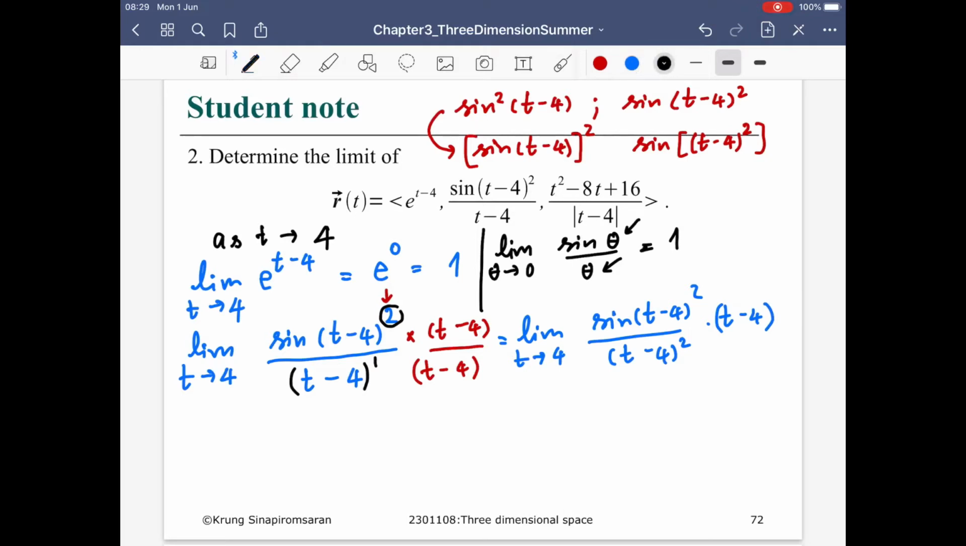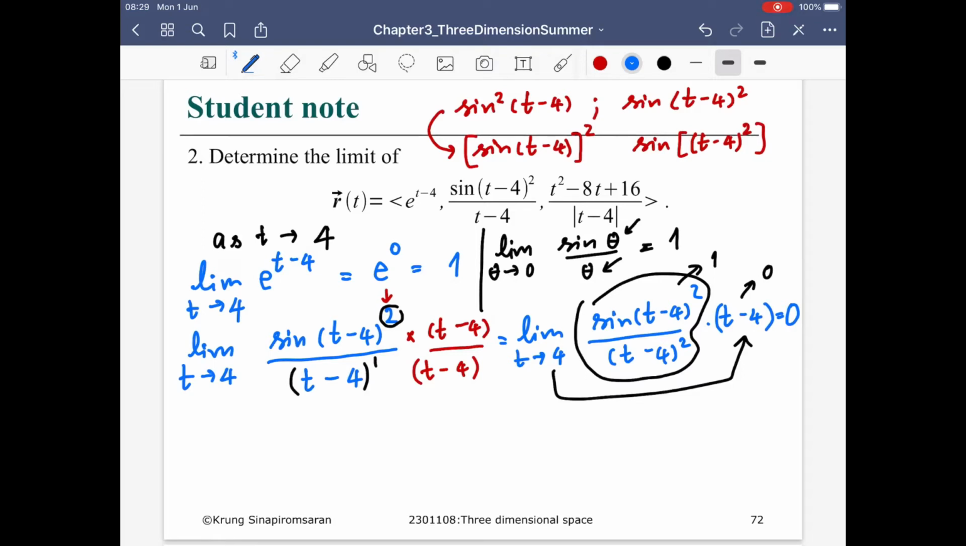This limit goes to 1. However, the second limit goes to 0. So at the end, the limit of the second term goes to 0.